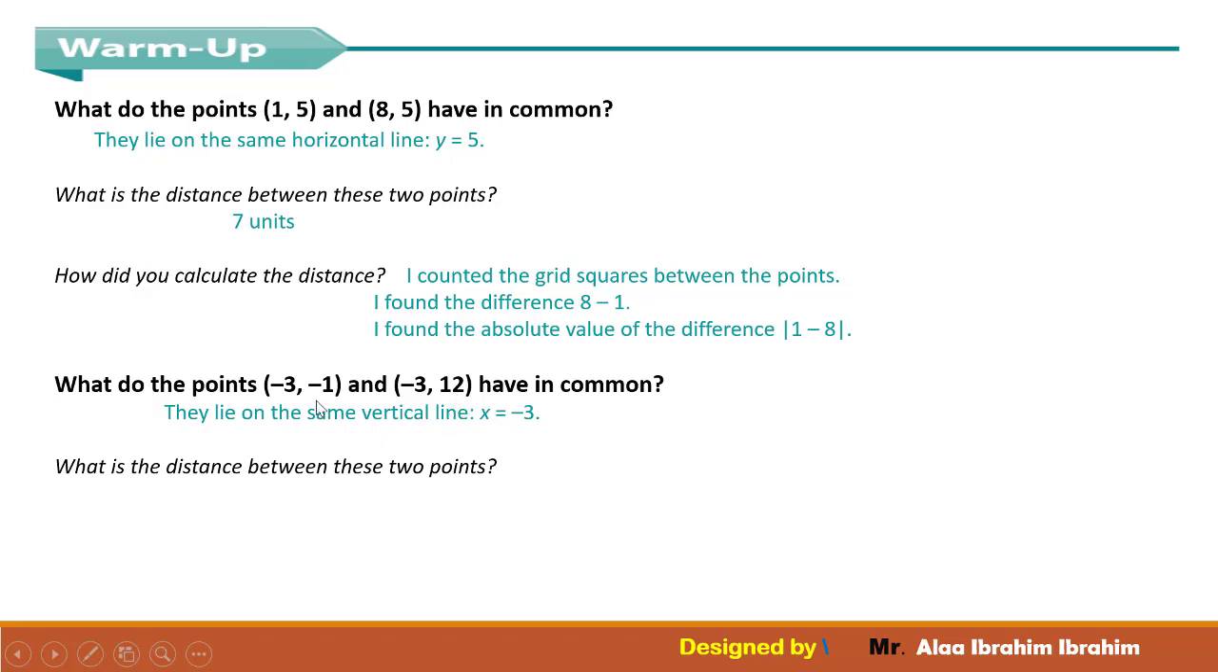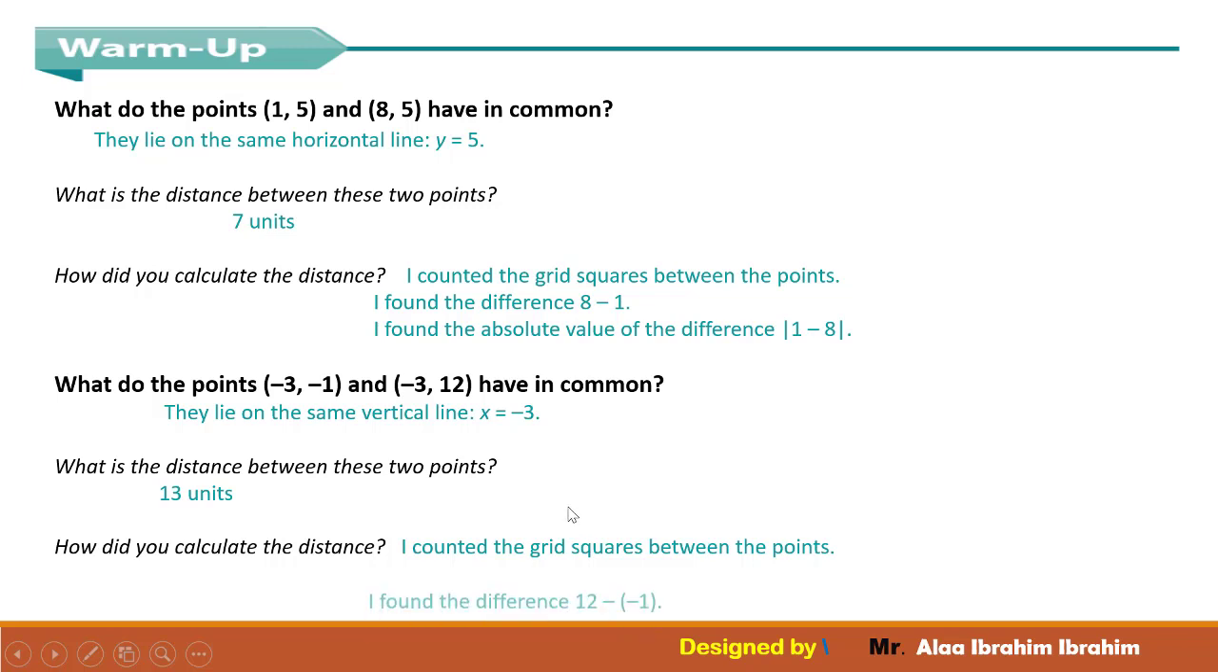So 12 plus 1 is 13, or write it as the absolute value of 12 minus -1. So change to plus. In the previous case, the absolute value of 8 minus 1 is 7. We take the difference between them, but 12 minus -1 means 12 plus 1. So if we have different signs, we make it plus. So 12 plus 1 is 13. So the distance here is 13 units. I think all of these things we already know now.